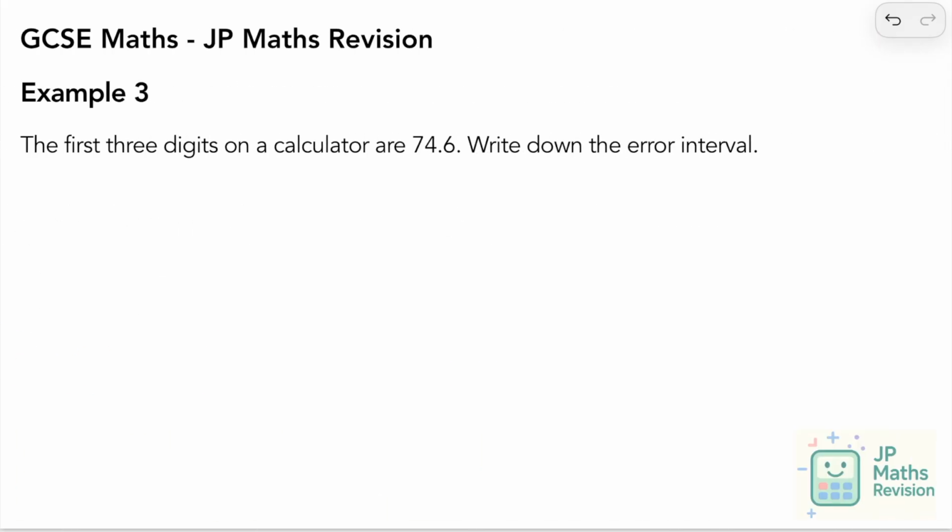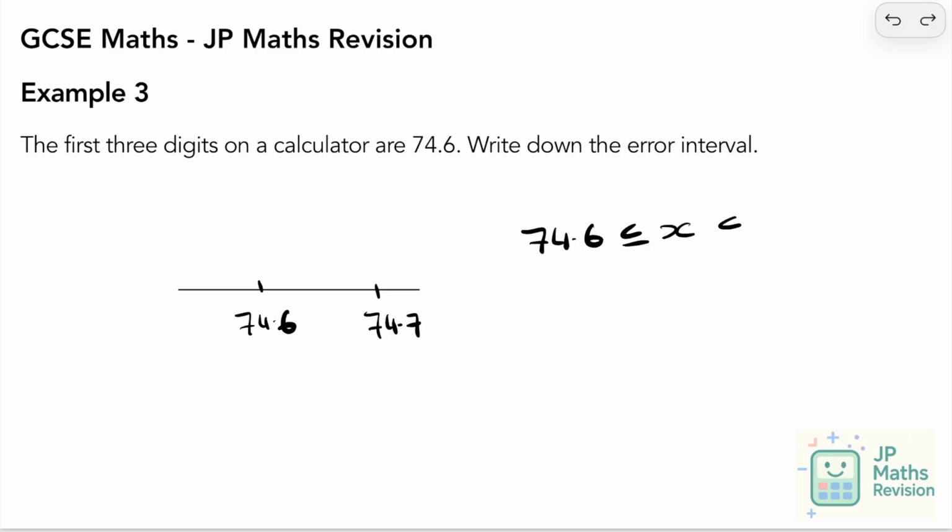The first 3 digits on a calculator display are 74.6. We need to write down the error interval. So we're told that the first 3 digits must be 74.6. So if we write this out on a number line, the first 3 digits are 74.6, and the next one up would be 74.7. So it can be anything up to but not including 74.7. So the error interval is going to be 74.6 is less than or equal to x, which is less than, but not equal to, 74.7.